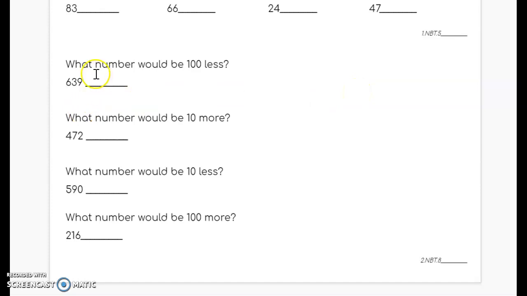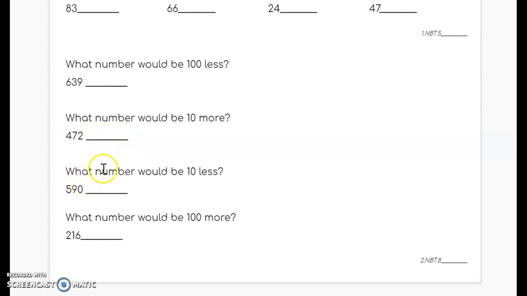The bottom section, the first question says, what number would be 100 less? Your number is 639. Using just your brain and looking at your place value, write what number would be 100 less than 639. The next question says, what number would be 10 more? Looking at your number, using just your brain, find your place value and tell me what number would be 10 more than 472, and write it here on the line.